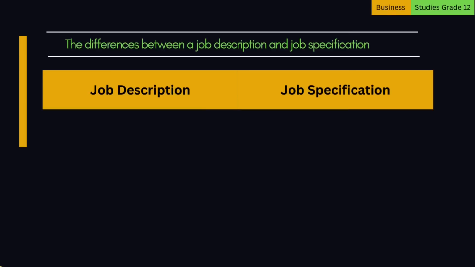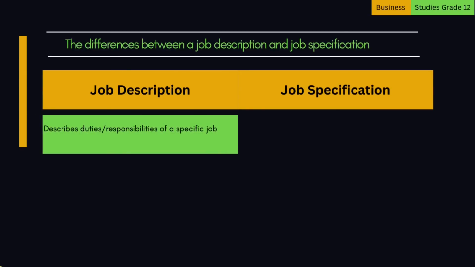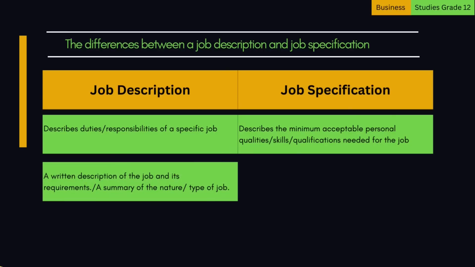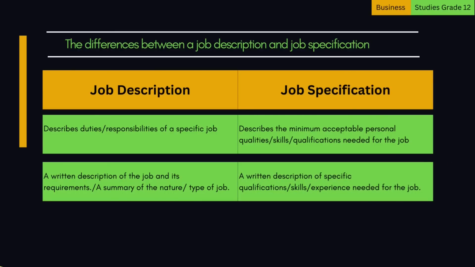The differences between a job description and job specification are as follows. 1. A job description outlines the duties and responsibilities of a specific job, whereas a job specification details the minimum personal qualities, skills, and qualifications required for the job. 2. A job description provides a written summary of the job and its requirements, detailing the nature and type of the job. In contrast, a job specification outlines the specific qualifications, skills, and experience required for the job.